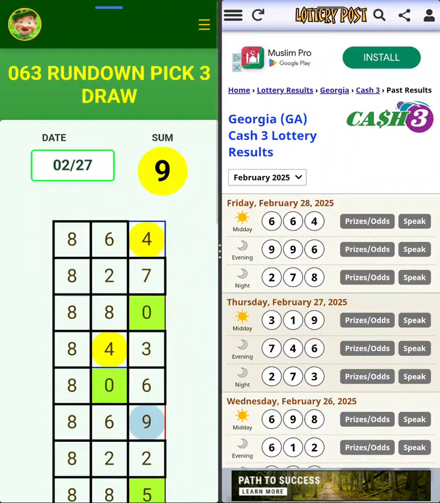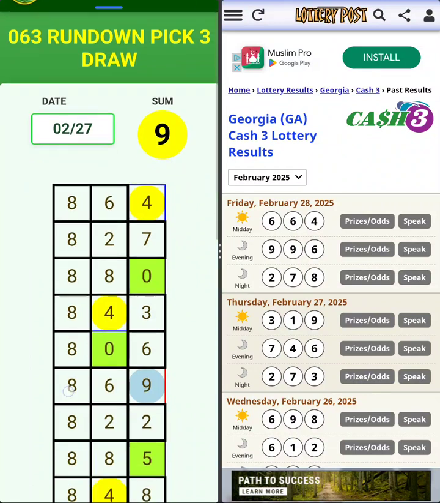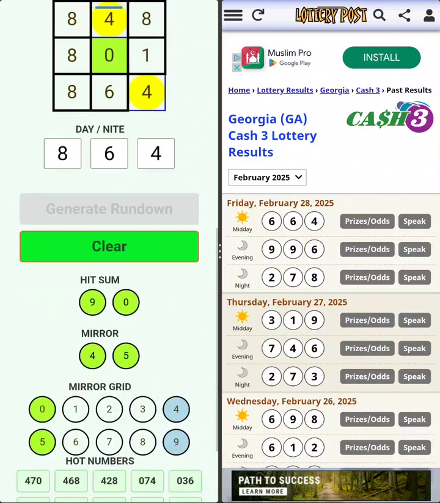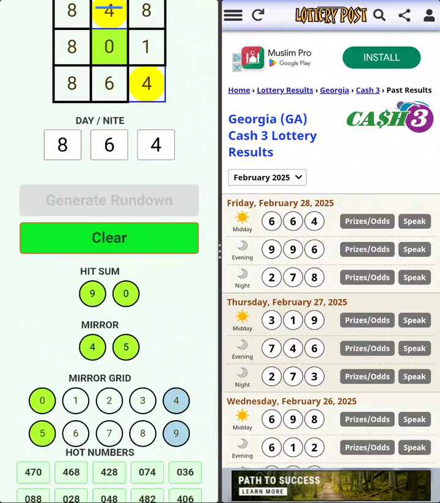But this is just using the 063 method. What you could also do is try the different generators and do what I just showed you. Put the number in straight the way it is, like 319. And then you can mirror that, which would be 864, and try it in different generators, and you'll see the patterns in there. You've got to find out the patterns. And it's also telling you here in the hit sum in the mirror section where you should be looking, between the 9 and the 0, the 4 and the 5. They're all connected. Those numbers will be inside.